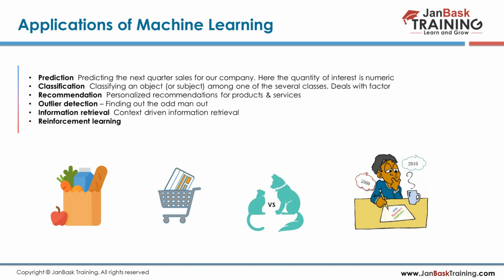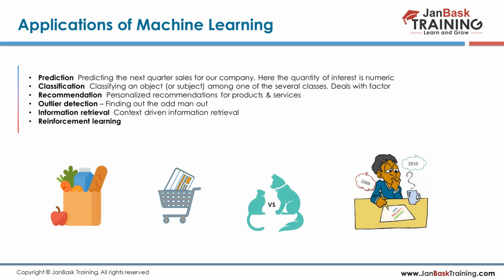Then outlier detection, finding the odd man out. We also call it anomaly detection. An anomaly is something which is different from your daily pattern. For example, a bank wants to find whether a transaction is fraud or not, because all of your transactions are with the bank. Normally per day or per month, you have transactions of around $5,000, but that month it suddenly rises to a $50,000 withdrawal.